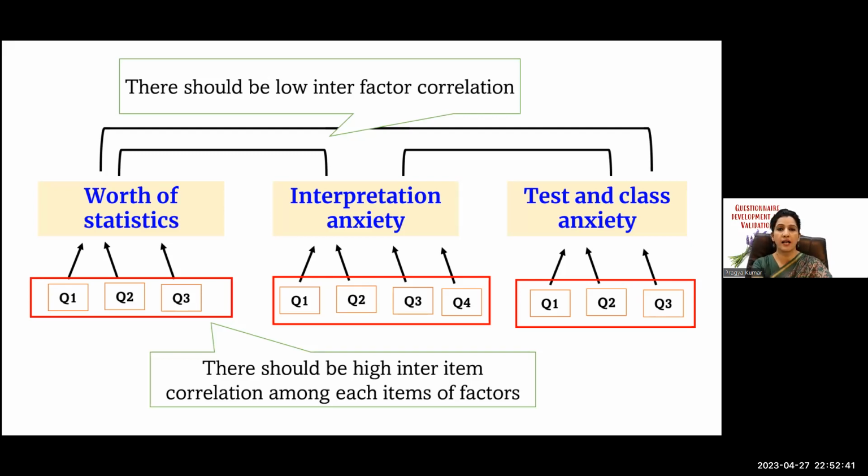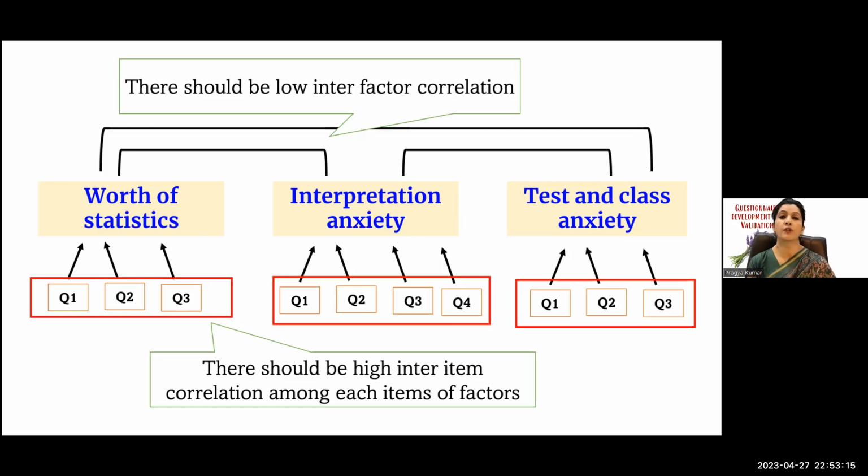So are you able to understand? Am I making sense to all of you regarding this convergent and discriminant? This lower part, where there is inter-item correlation, is known as convergent validity. And this upper part is where you are saying that there is little correlation. Any problem? Okay. Yes, I'm repeating it.